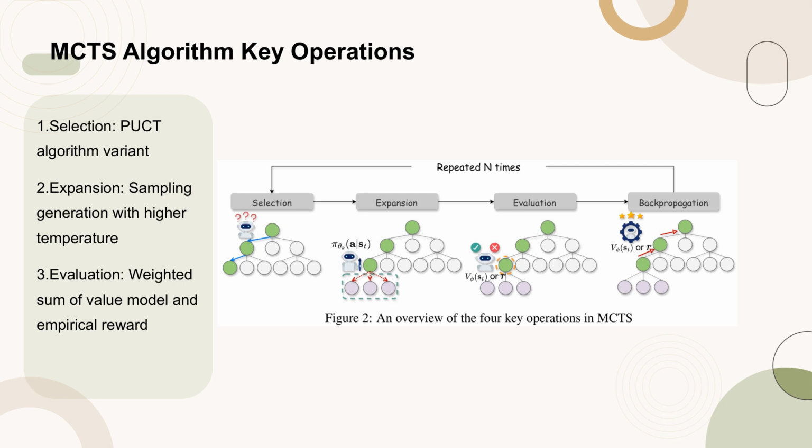The selection phase uses a variant of the PUCT algorithm to choose nodes. Expansion involves sampling generation with higher temperature to ensure diversity. The evaluation phase combines the value model's estimation with empirical rewards using a weighted sum. The backup phase updates state action values and visiting counts.